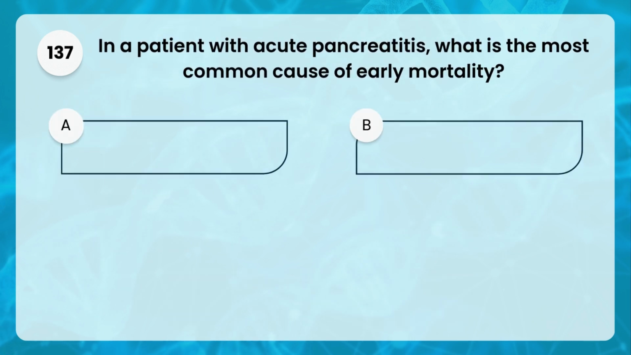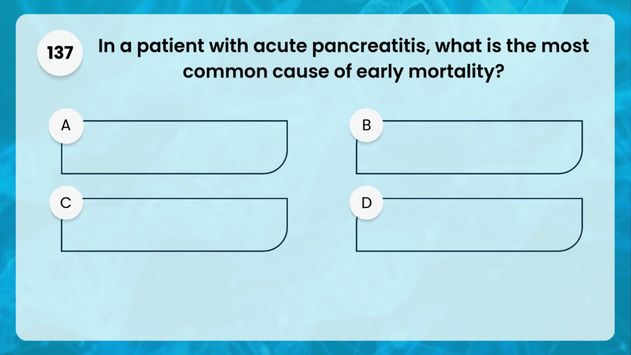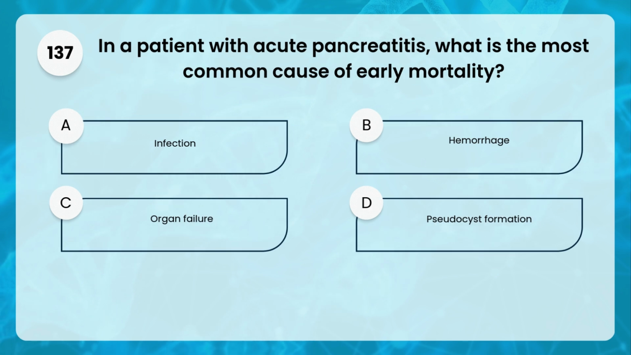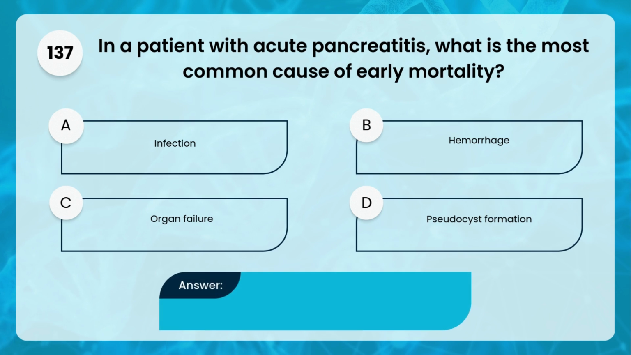137. In a patient with acute pancreatitis, what is the most common cause of early mortality? A. Infection. B. Hemorrhage. C. Organ failure. D. Pseudocyst formation. The answer is C. Organ failure.